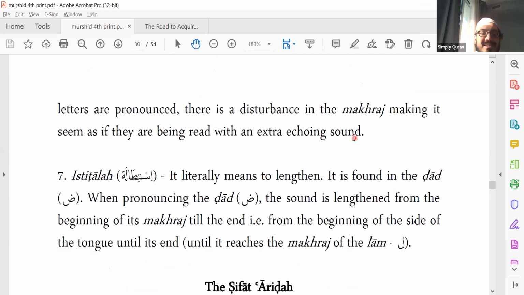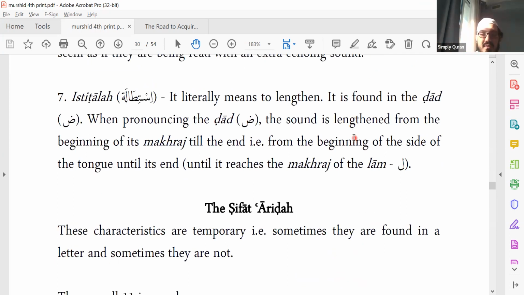Okay, so number 7 is istitala. It literally means to lengthen. It's found in the dad, only one letter. When pronouncing the dad, the sound is lengthened from the beginning of its makhraj till the end, so from the side of the tongue until it reaches the makhraj of lam. Remember, the dad is from the molars. If this is the side of the tongue, it starts from the molar and goes all the way to the lam, which is the premolar. So the makhraj of this is very long.